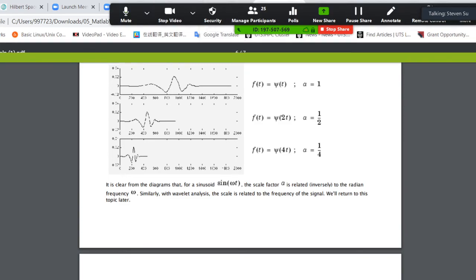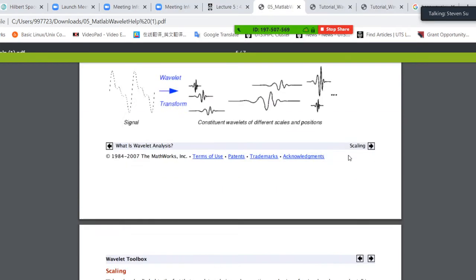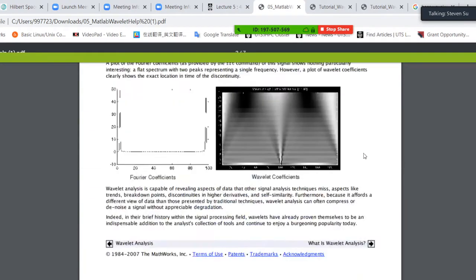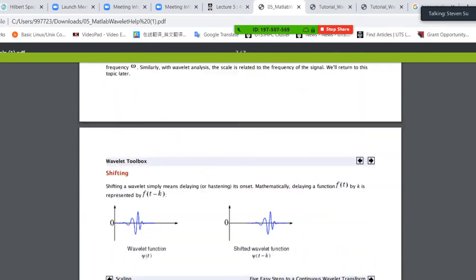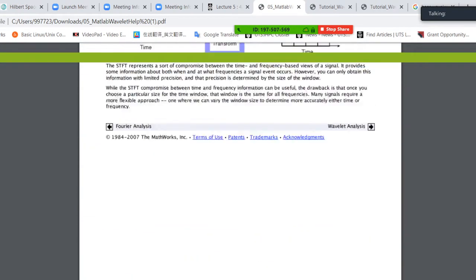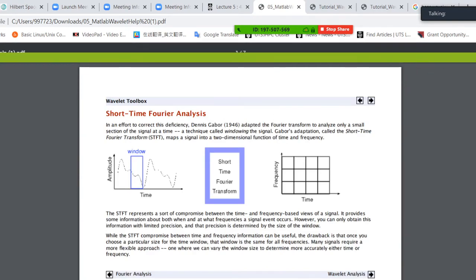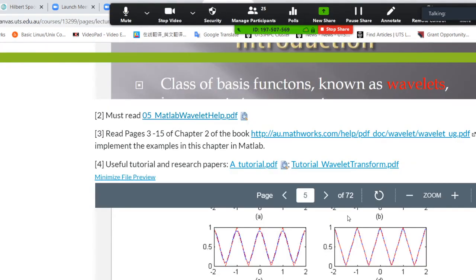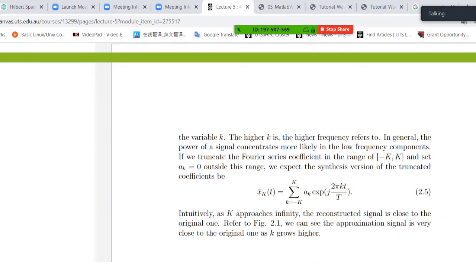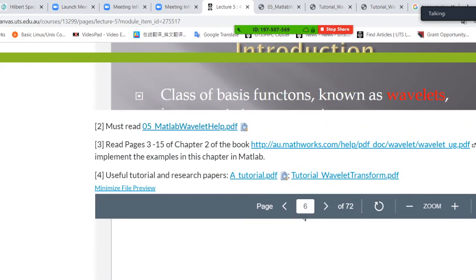So I think this is one good reading material. Another reading material, I think. I put lots of reading material as well. I don't want to go through all of them.